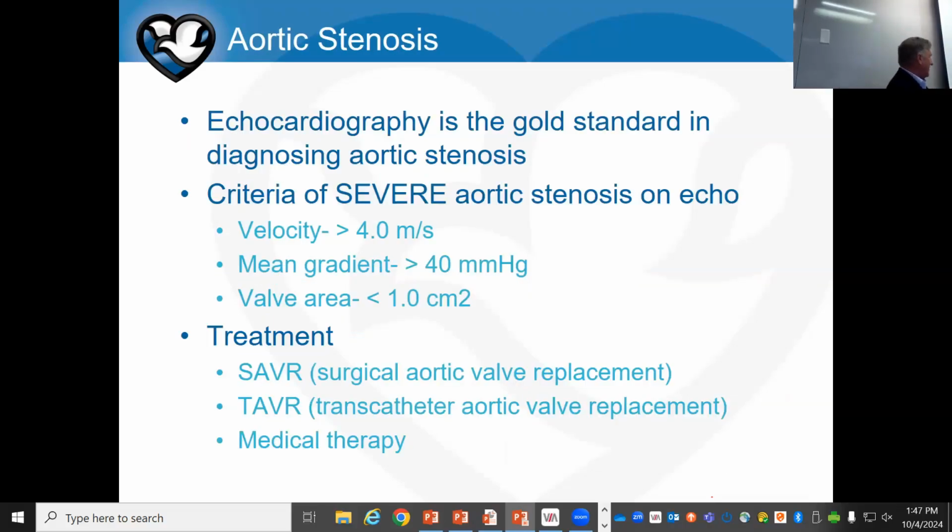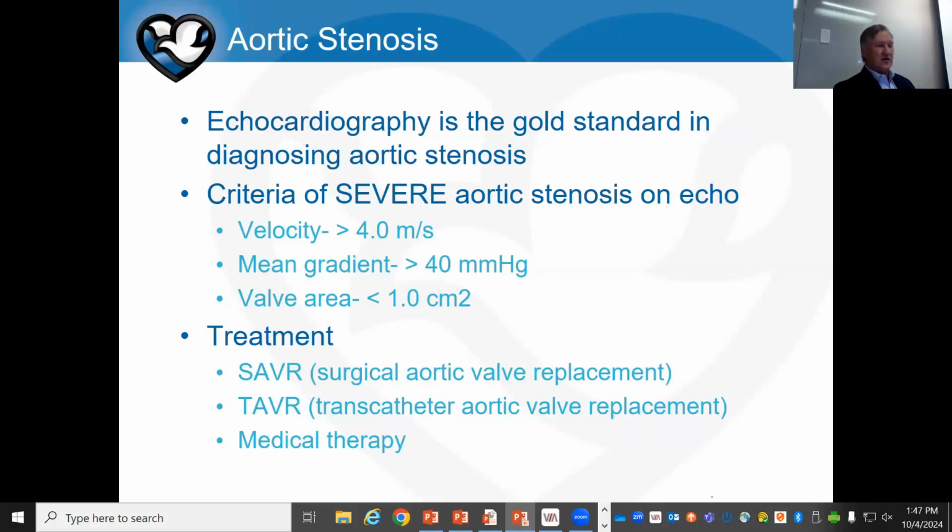So echocardiography has become the standard way to diagnose valvular heart disease. The nice thing about echocardiography is it's basically an ultrasound of the heart, right? So we're bouncing sound waves off the heart. We can do that repeatedly. We don't know any health risks to having sound waves bounced off your body, unlike x-rays. So it's very good for serial examinations over time.